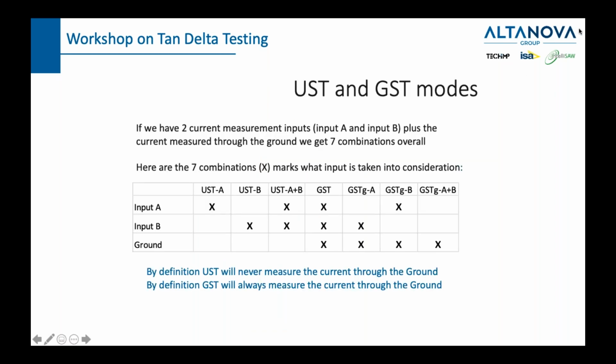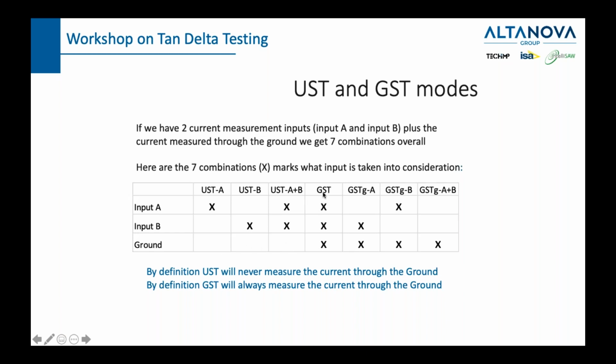And this is a very important table which shows us how we do the measurement, or what the UST, and the other ones, mean. UST-A means just measure the current on input A. So just that current will be taken into consideration. UST-B will mean just measure the current on input B. And UST-A plus B will mean measure the current in A and measure the current in B input. So this will be the sum of 2 currents. So that's a UST. There is no ground current measured in a UST.